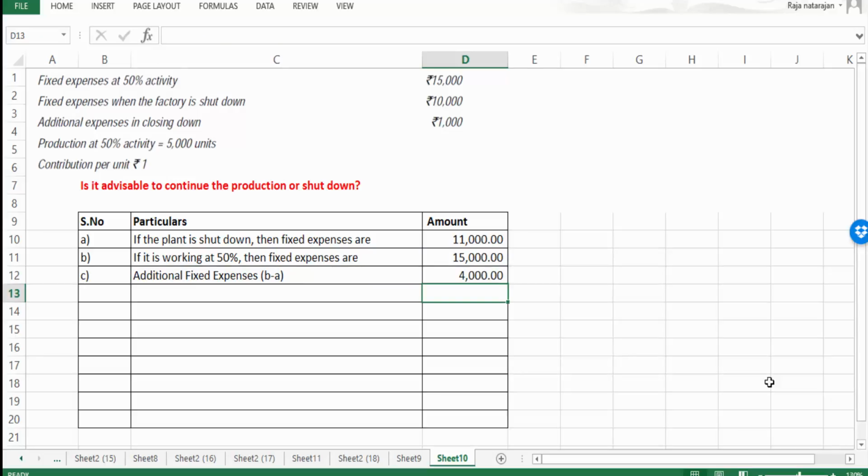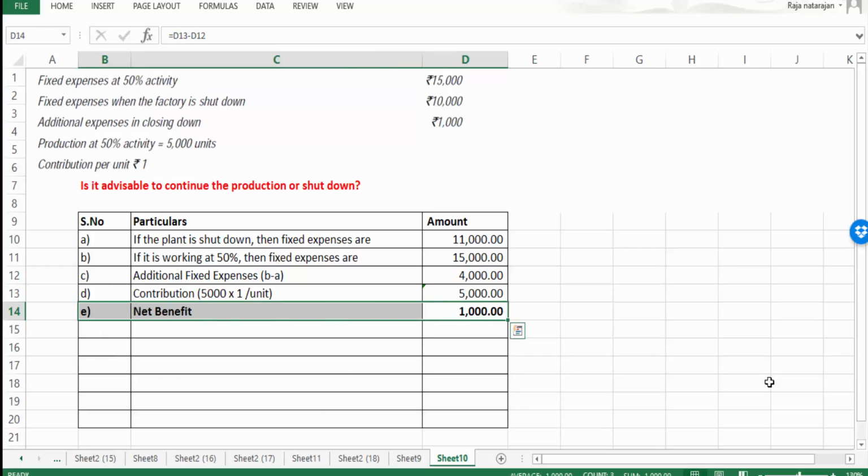Now what is the benefit you are going to get by incurring this additional 4,000? That's by working. You are going to get a contribution, right? You are going to get a contribution on 5,000 units at 1 per unit. So the contribution is going to be 5,000 multiplied by 1. It means you still get some contribution towards the operations. Okay, so 5,000 minus 4,000, you get a net benefit. I say net benefit you are going to get if you are going to continue your operations. Okay, but instead if you are going to close down, what will happen? Your contribution will become 0 and you have to spend this 11,000. So no contribution and you have to spend this 11,000. So there is no net benefit, you are going to lose money.